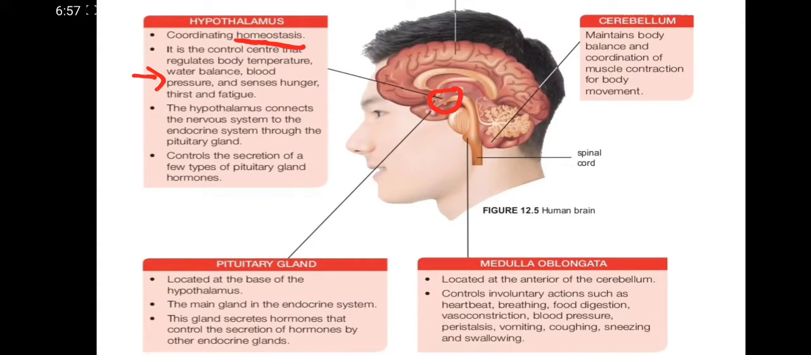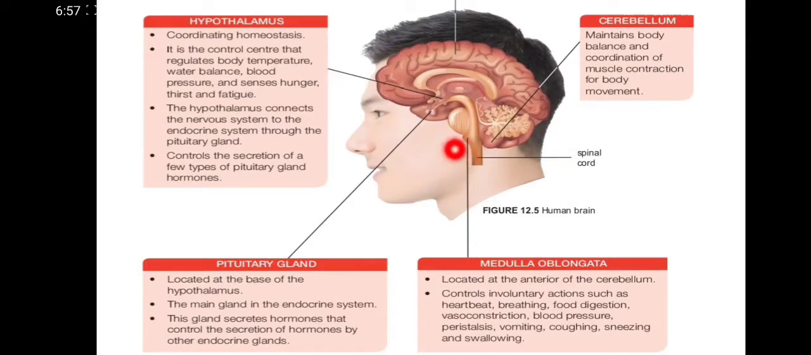Pituitary gland yang di bawah dia sahaja ni. Pituitary gland di sini. So the hypothalamus also controls the secretions of a few types of pituitary gland hormones. So we look into the pituitary gland, located at the base of the hypothalamus. If this is the hypothalamus, at the base of the hypothalamus is the pituitary gland. This is the main gland in the endocrine system. This gland secretes hormones that control the secretions of hormones by other endocrine glands.